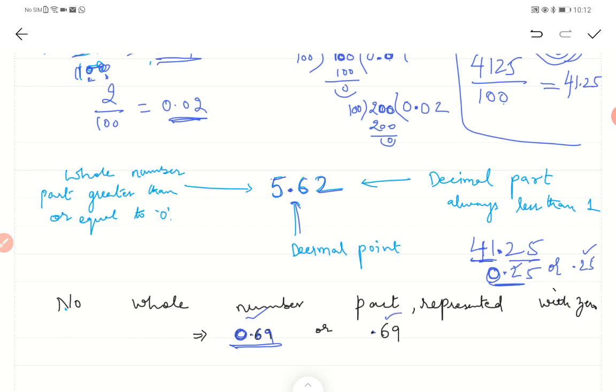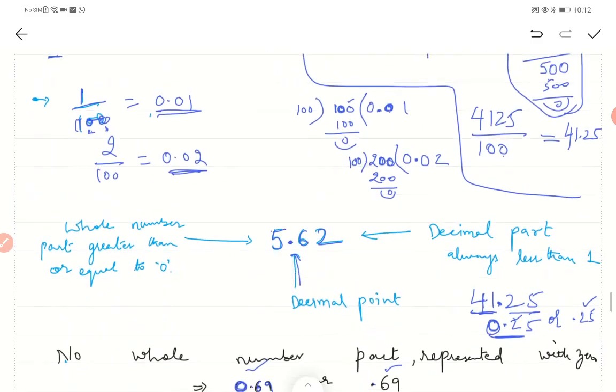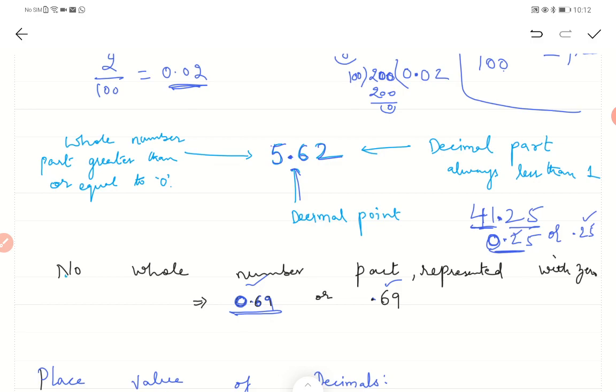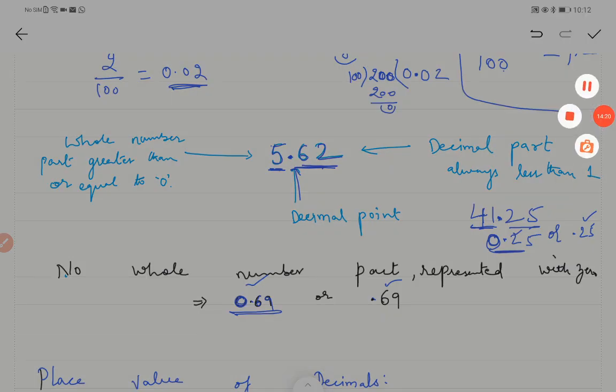So these are the basics of decimals. What exactly does a decimal number have? It will have a decimal part and a whole number part. The decimal part is always less than 1, and the whole number part is always greater than or equal to 1.